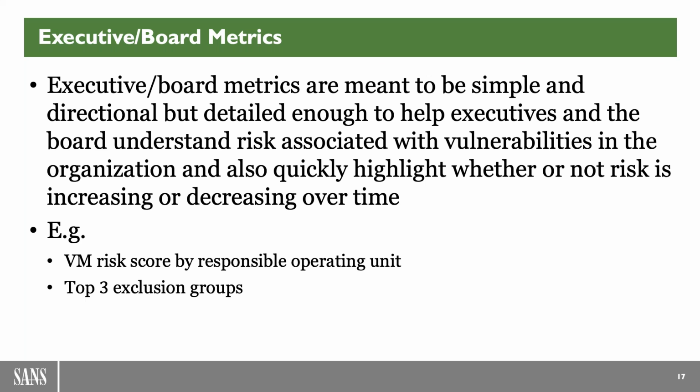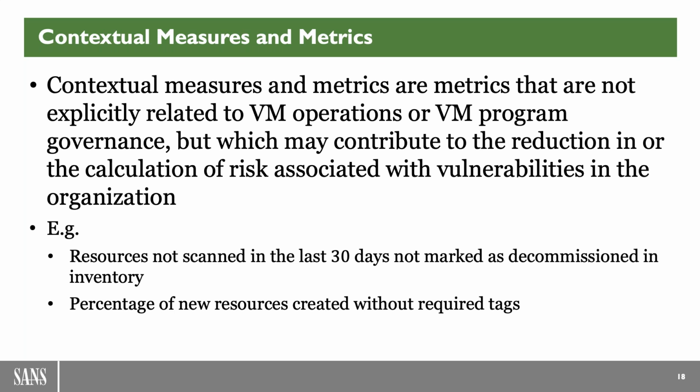So we give the examples here of the top 3 exclusion groups. What are the top 3 exclusion groups that are happening? For instance, because we can't do an upgrade due to a legacy app, I need to exclude this problem from being resolved until that legacy app is dealt with. The other example we give is the vulnerability management risk score based on the operating unit. So my business units that are out there, or whoever the operational units are for managing it, et cetera. The higher level view of what's happening organizationally or in these subcomponents, that's what we mean by board.